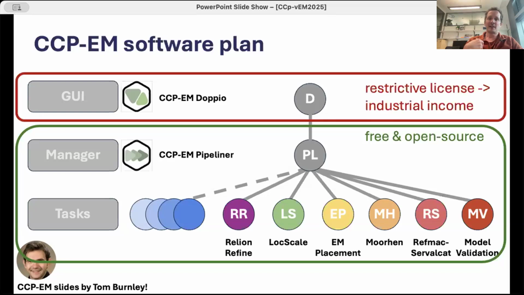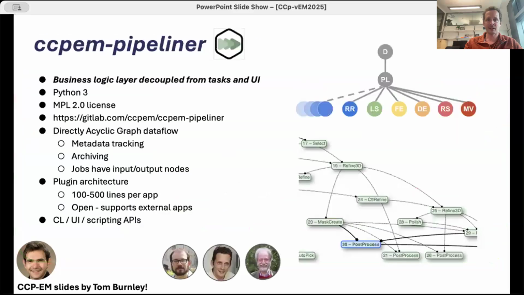And that bit is distributed for free to academics, but it's under a more restrictive license such that it allows CCP-EM to also obtain industrial income from pharmaceutical companies. So they license this part of the software out to industry, and the income then has allowed them to grow the group. And Martin Winn, who's there, he can probably tell you details about the extent to which that has happened.